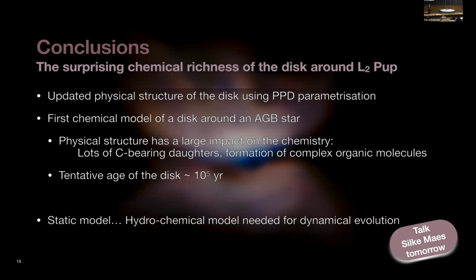Now, I mentioned before, this is a static model. We just assume that the disk is there. If you really want to take a look at its evolution and its chemical evolution, you would need a hydrochemical model. And in order to develop this, you would need to do some computational tricks that Silke Maas will talk about a bit more tomorrow.